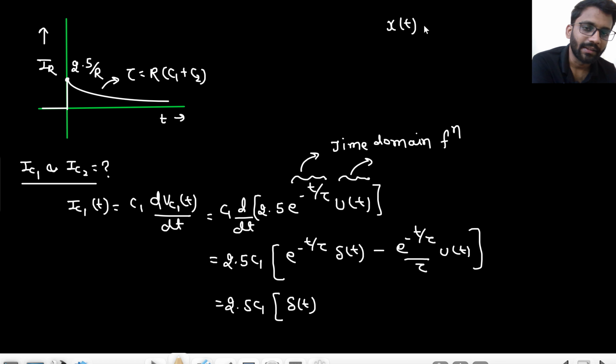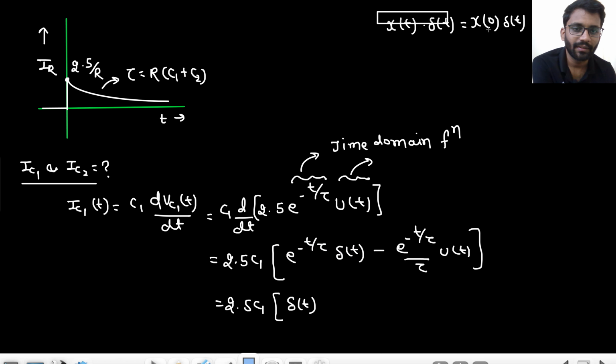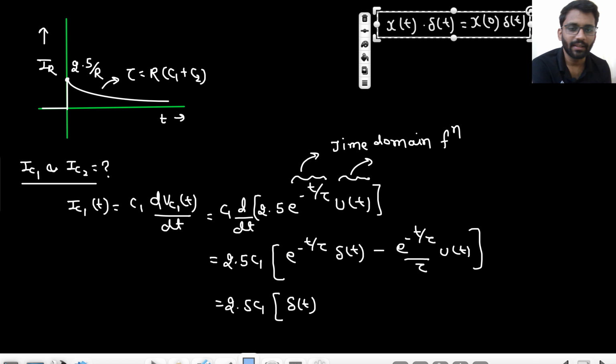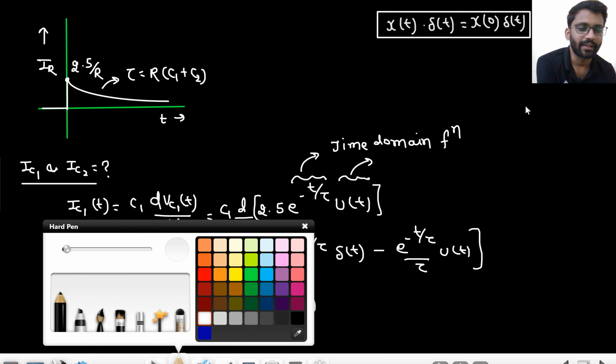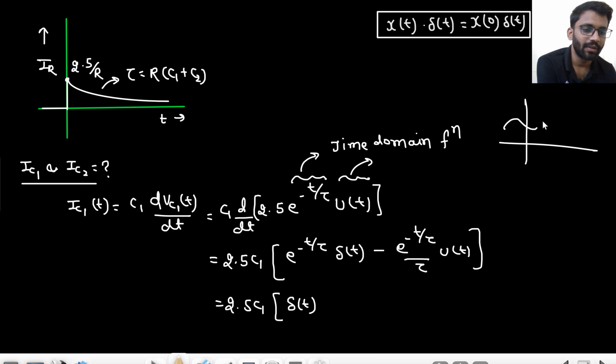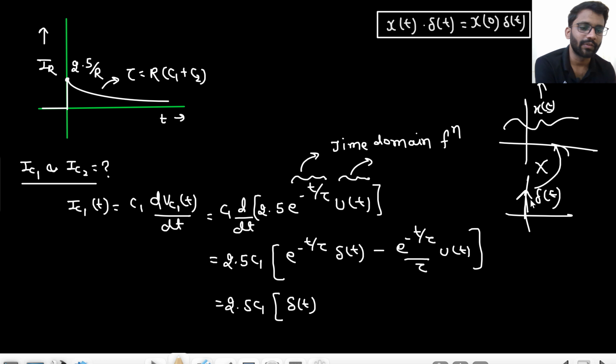x(t) into delta(t) can be replaced with x(0) delta(t). How does that happen? I have already told, right? So x(t) into delta(t) is replaced with x(0) into delta(t). I will give you one more quick review. Let's just assume this is your x(t), and this is delta(t). Now you are multiplying both of them. Now what will happen? These values are 0.